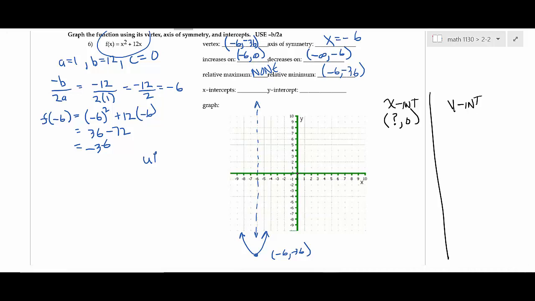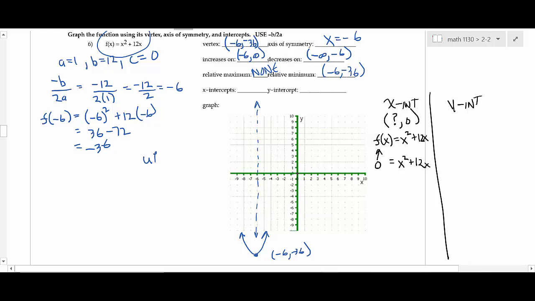Good, you put 0 in for y, right? So that means if you take your function, which is f of x equals x squared plus 12x, you want to replace f of x with 0. Okay, because remember, an x-intercept is something comma 0, the y value 0. So you would solve this equation. How do you solve this equation?